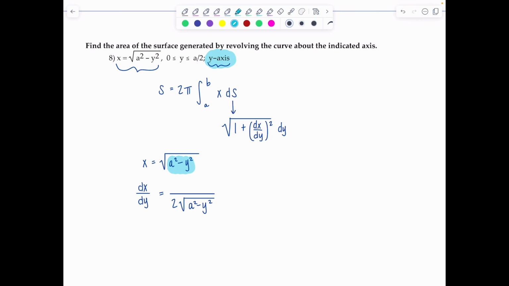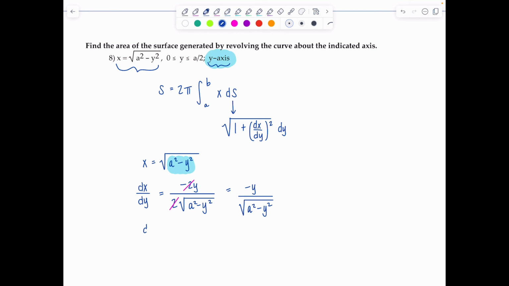Derivative of a squared would just be 0 because it's a constant. And then derivative of negative y squared would be negative 2y, okay? That's the part people forgot the most, the chain rule, sadly enough. Okay, so these 2's cancel, and then we just have negative y over rad a squared minus y squared.